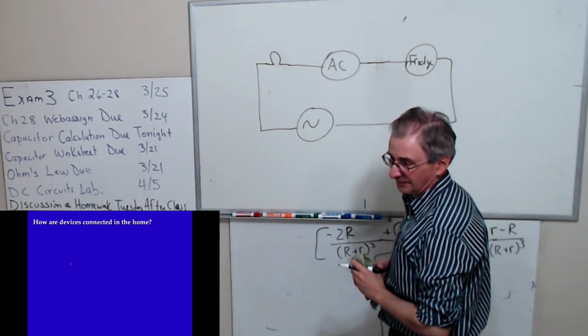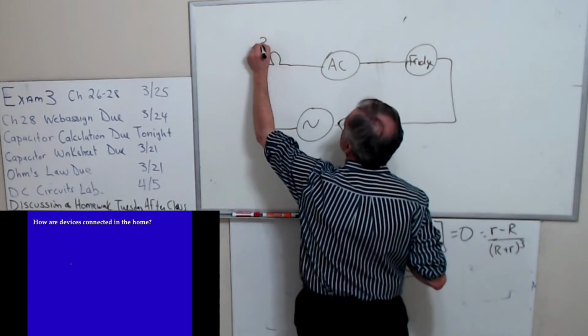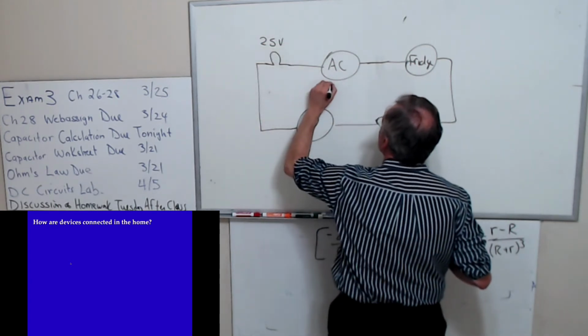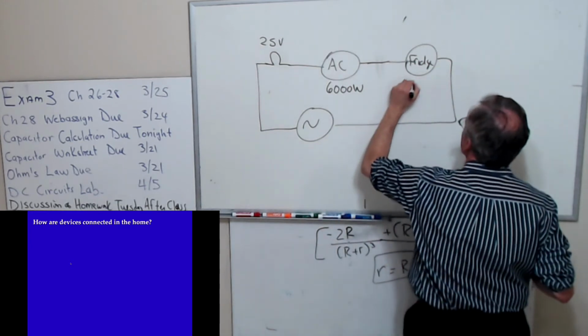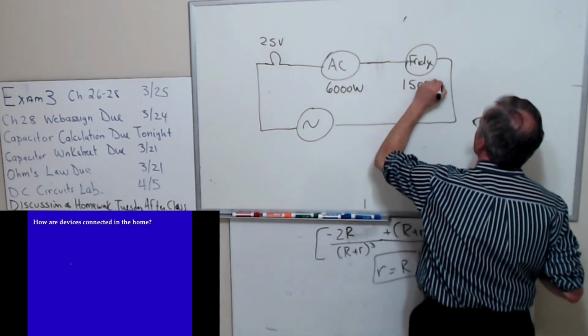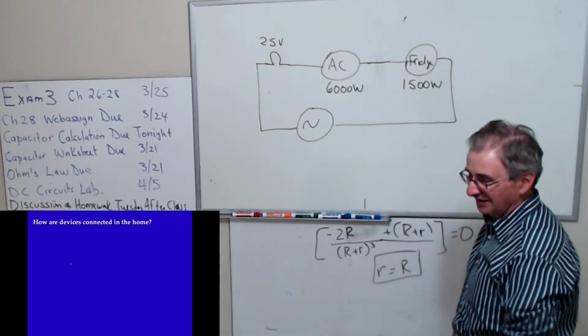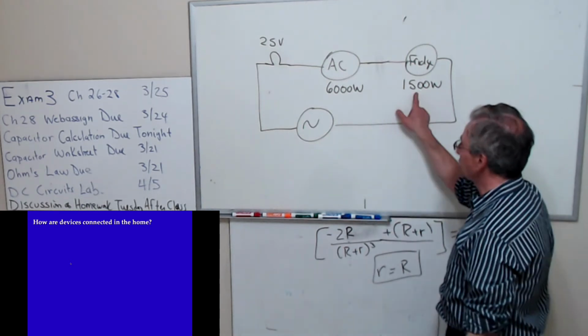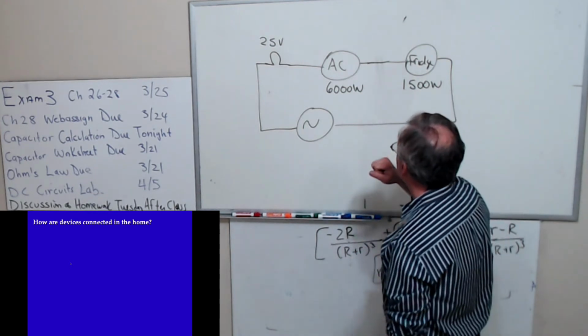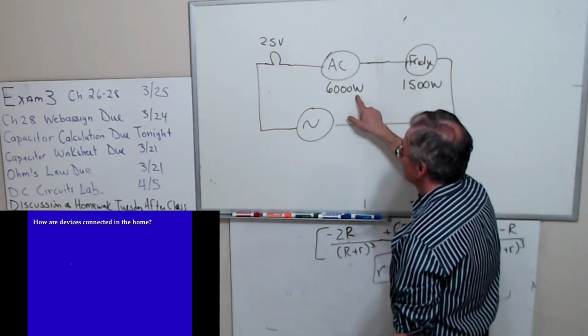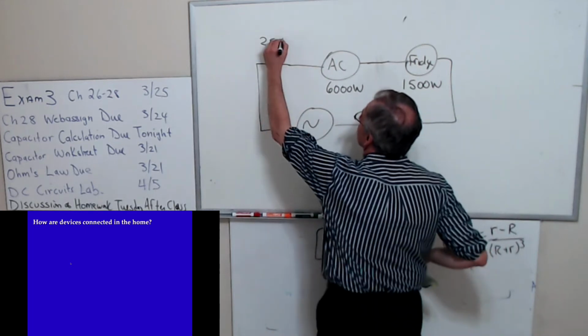The light bulb? Yeah, this is what, 25 watts? This is about 6,000 watts. And this is probably about 1,500 watts. Ballpark figures. Okay? These are rated at their voltage. Actually, an air conditioner runs at 240, but imagine if that's a W. That's okay.